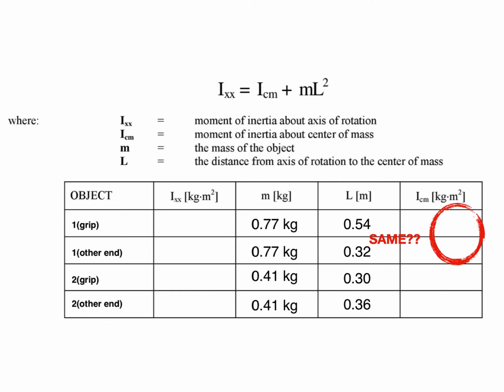So the ICM is not changing if you didn't change the object. The ICM is the same in the same object. That's a super important concept. So that's why if you have the ICM of one object, you can calculate the Ixx easily without doing the experiment.